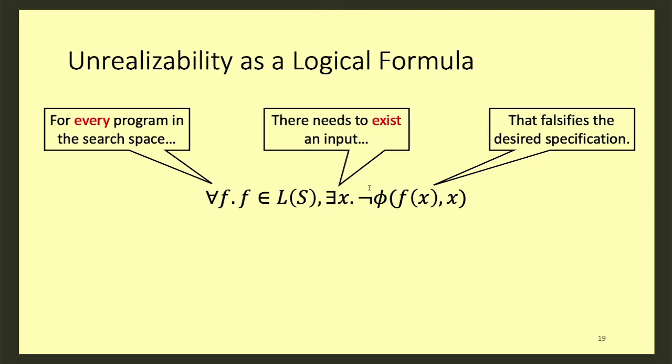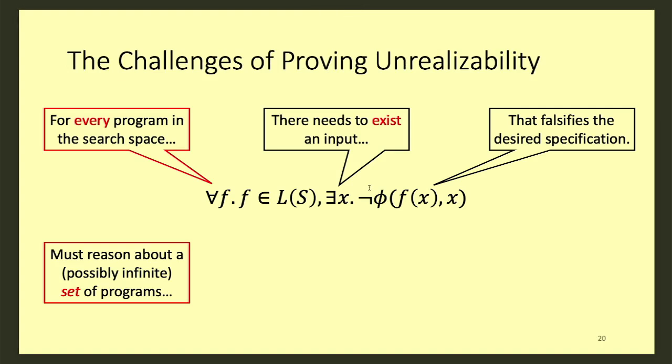Now, although the reading of this formula is simple, it does entail a few challenges. Because we need to reason about every program in the search space, you need to reason about a possibly infinite set of programs, preferably at once, since you're never going to be able to iterate the whole set when you're reasoning about each program one by one.